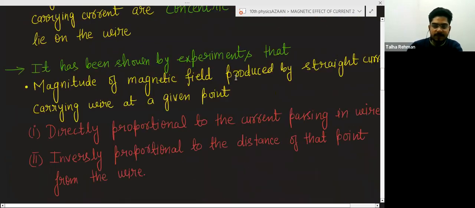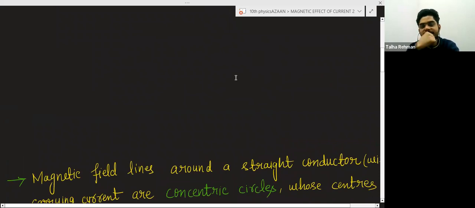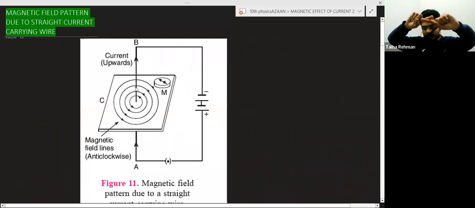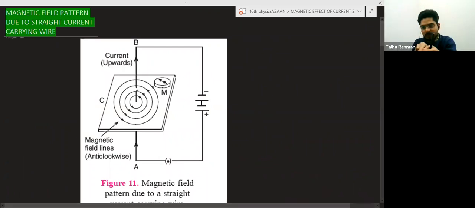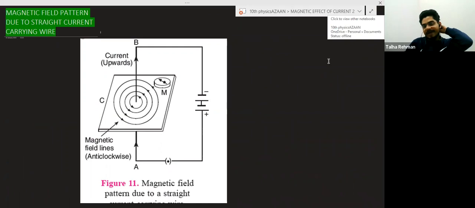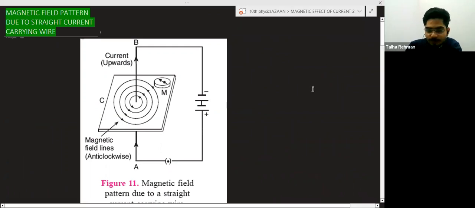So now we will discuss the magnetic field pattern. When this straight wire AB becomes a circular form, we will see the magnetic field due to that.